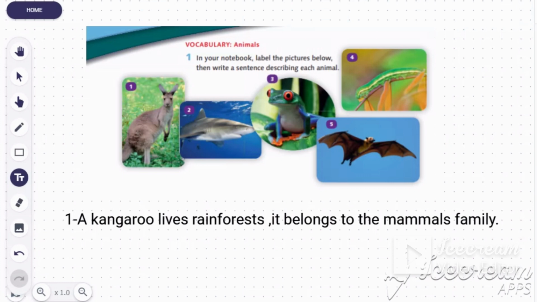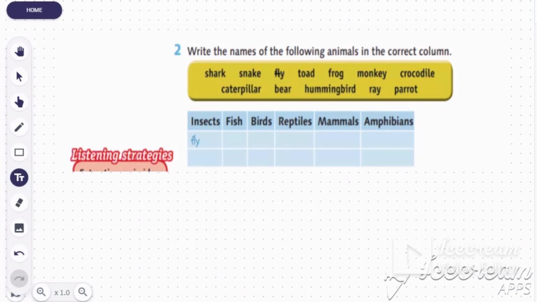Now move to exercise number 2. Pay attention to what the question says: write the names of the following animals in the correct column, تصنيف. Shark, سمك القرش; snake, أفعى; fly, ذبابة; toad, أبو ذنيبة; frog, ضفدع; monkey, قرد; crocodile, تمساح; caterpillar, دودة القز; bear, الدب; hummingbird, الطائر الطنان; ray, a kind of fish, نوع من أنواع السمك; and parrot, ببغاء.